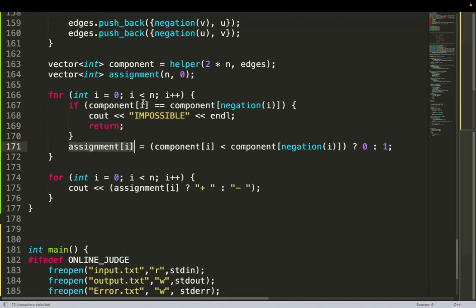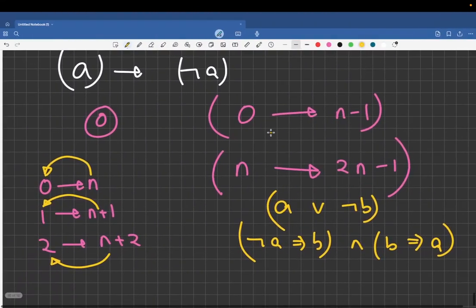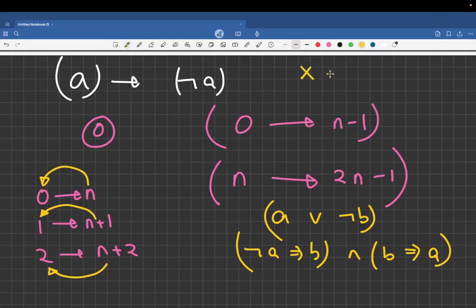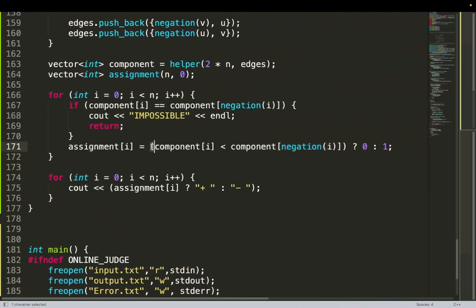Otherwise, what should be the assignment of I? Assignment of I will be either 0 or 1. 1 means I am taking that node, 0 means I am not taking. So basically, if component of I is lesser than component of negation I, what does this mean? This means that there might be the case where x is implying not x. Component of x is lesser than the negation. So it might be the case that x is implying not x. So in that case, I will assign x as false. So if component of I is lesser than component of negation of I, in that case, assignment value is 0.